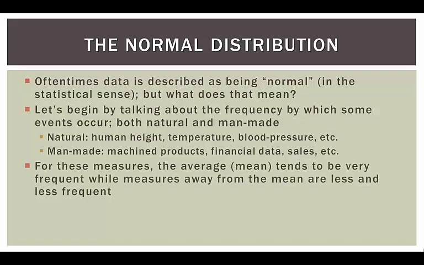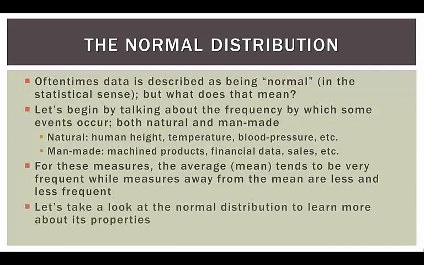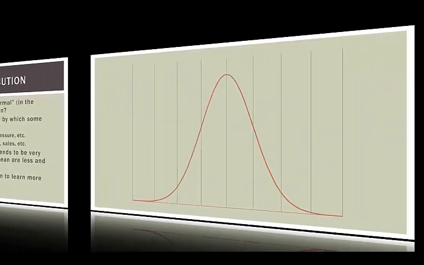For these measures, the average or the mean tends to be very frequent, while measures away from the mean are less and less frequent. So the data in these situations tends to clump around the mean. Let's take a look at the normal distribution and learn more about its properties.